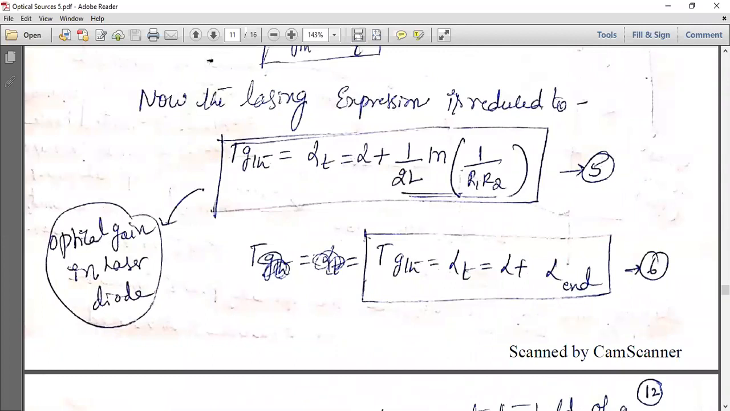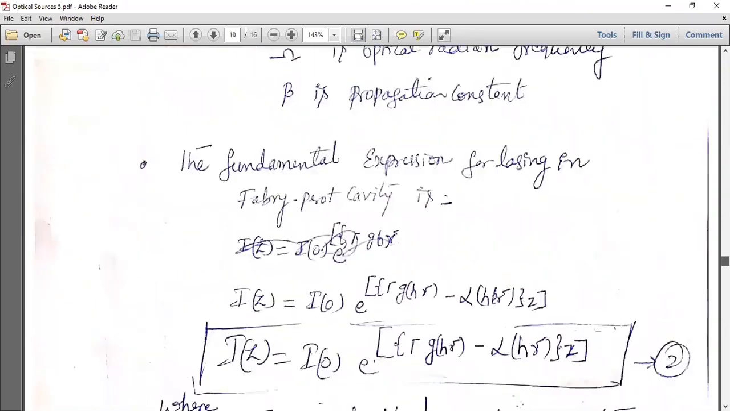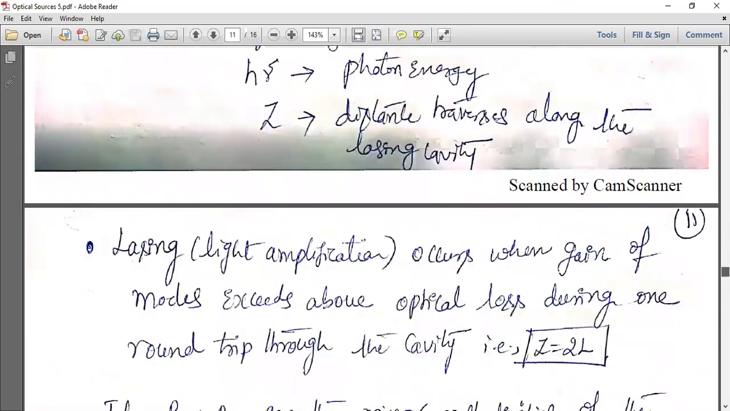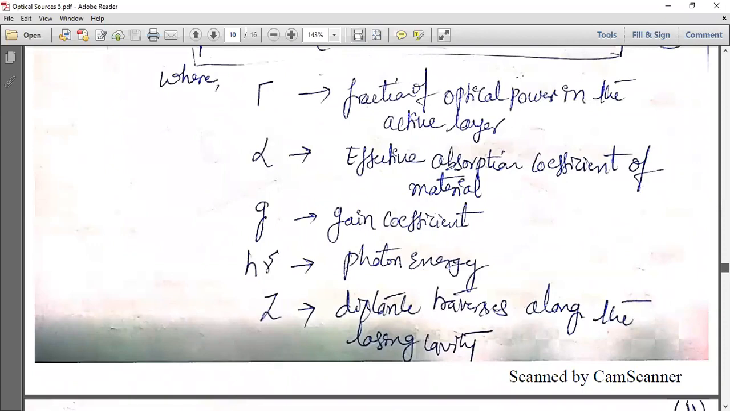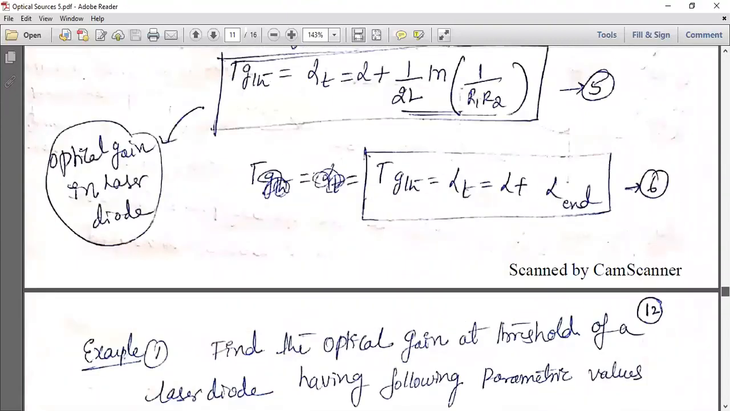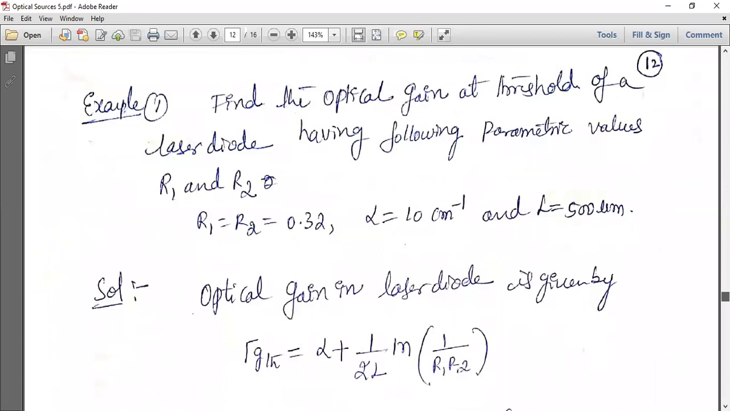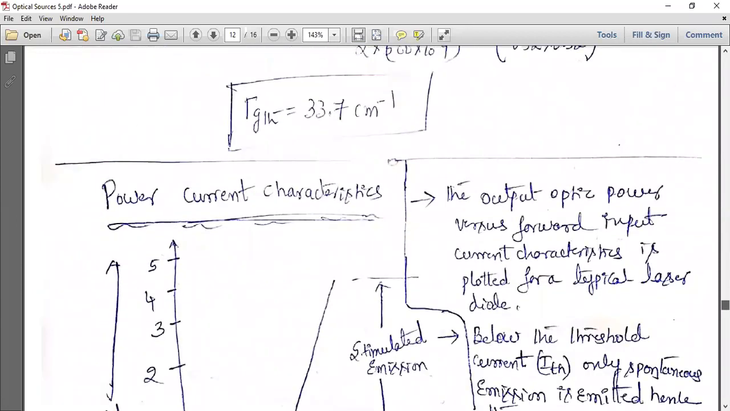So these equations you can remember if they ask. If the DFB laser is asked for 10 marks, then you can write these equations also. If it is for 6 or 8 marks, then expressions are not necessary, but you can use all the definitions, whatever I explained. Once you know the lasing conditions, if any problem is asked, alpha is given, L is given, R1 and R2 are given, then you can solve that. What is the gain at the laser? It is just for your reference. Normally they will not ask that.